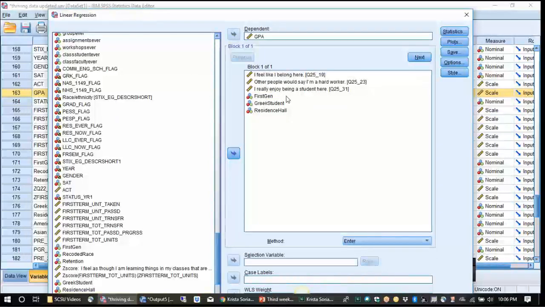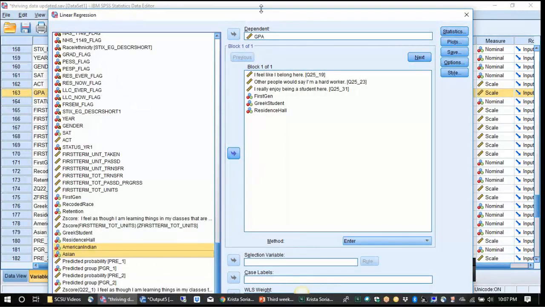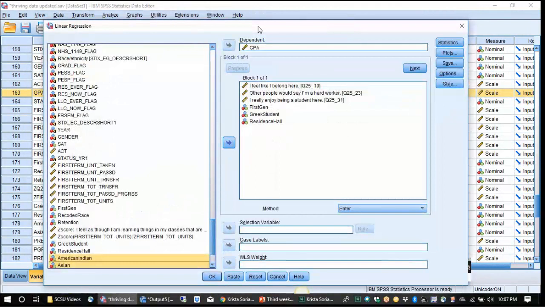So in other words, with first gen, I have 0 is not first gen, 1 is first gen. Greek student is 1, non-Greek is 0, and same with the residence hall. You lived in a residence hall, 1; you didn't, that's a 0. If you want to enter in a variable like race and ethnicity, you need to do what's called dummy coding. So right now our race ethnicity is like 1 American Indian, 2 Asian, 3 Black, 4 Hispanic, and SPSS will just read those like a scale of 1 to 6, like strongly disagree to strongly agree. And that's not what we want it to do.